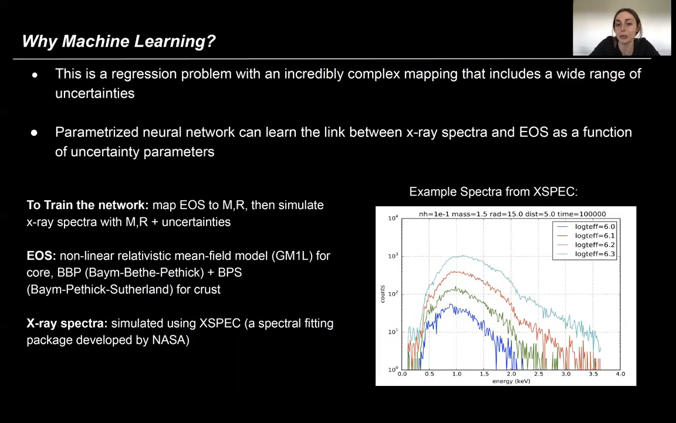To train our network, we use the nonlinear relativistic mean field model GM1L for the equation of state of the core, paired with BPB and BPS for the crust. X-ray spectra was then simulated using mass and radius values resulting from GM1L to match observations from Chandra using XSpec, which is a spectral fitting package developed by NASA. Shown here on the bottom right is an example of spectra that we have generated using XSpec, this one with uncertainty coming from the effective temperature.